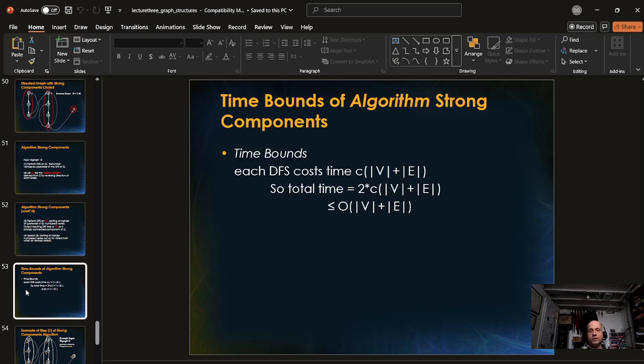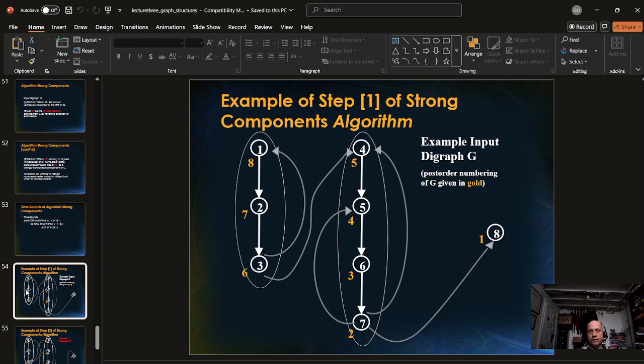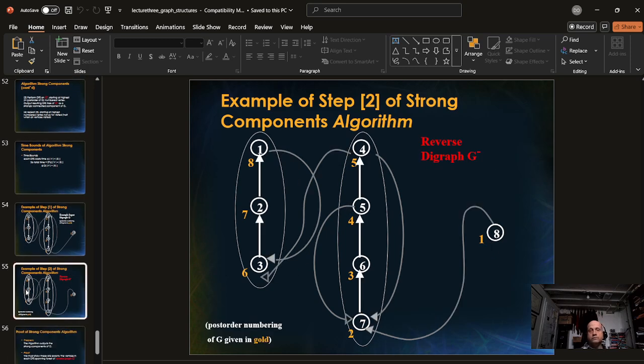Time bounds of the strong components algorithm. Time bounds for each depth first search are big O of the number of vertices plus edges. So the total time would be 2 times the cost, less than or equal to big O of V plus E. So here is another diagram of the strong components algorithm. This is the example input digraph G, and the post order numbering of G is given in gold. This diagram shows the reverse digraph G star with the post order numbering of G given in gold.